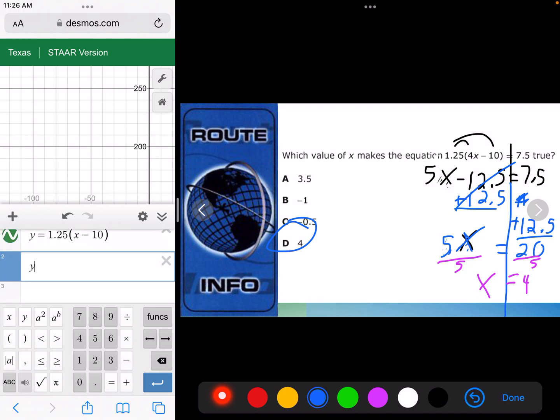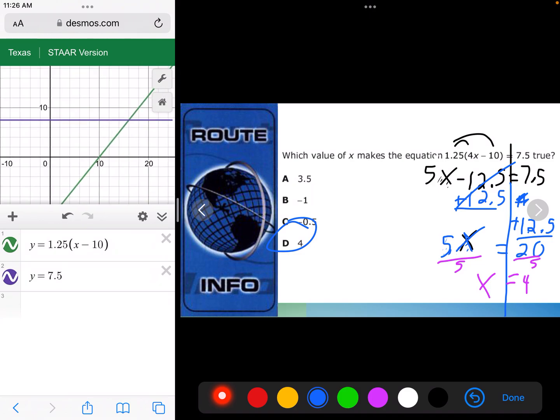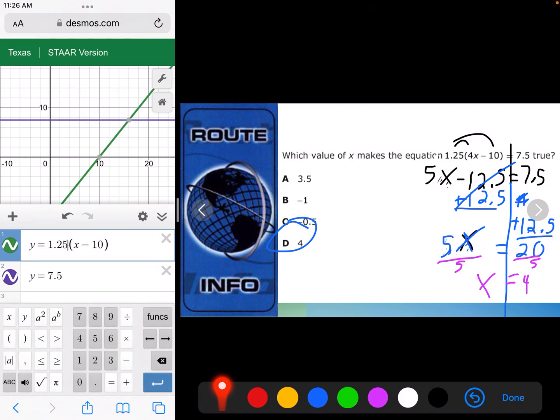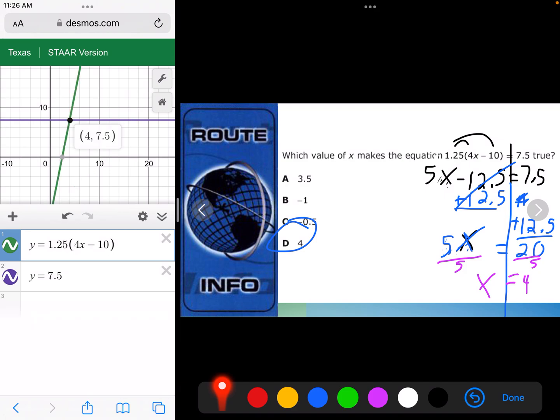Graph the right side, y equals 7.5. Again, I'm going to see where these two lines cross. They cross right there. My original letter was x, so my answer should... Oh, I forgot the 4. There we go. The answer is 4 right there. It's the first number, 4.